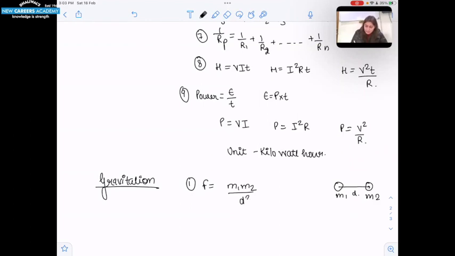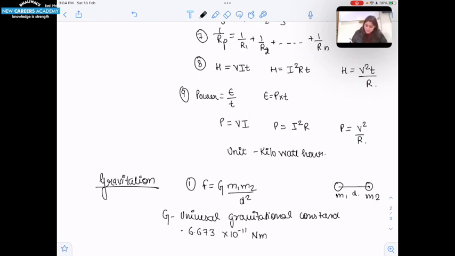So, by d square. If we remove proportionality, we have a constant capital G. Capital G is the universal gravitation constant. Its value does not change. Its value is 6.673 into 10 power minus 11 Newton meter square kg inverse square.